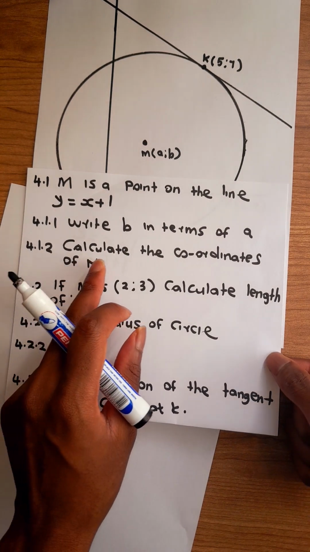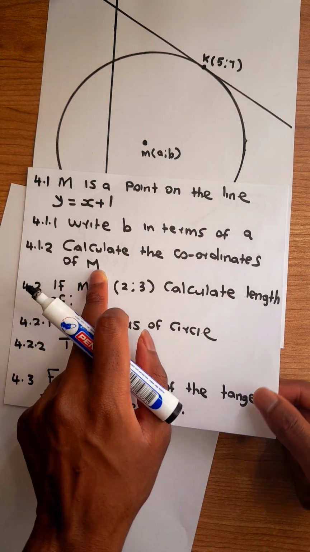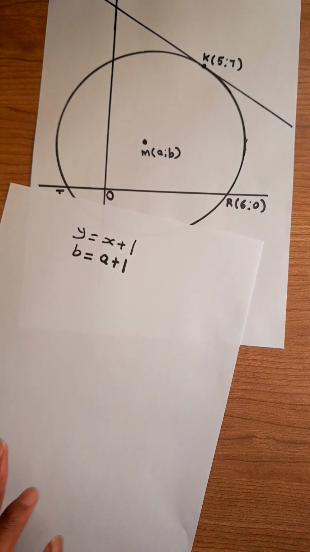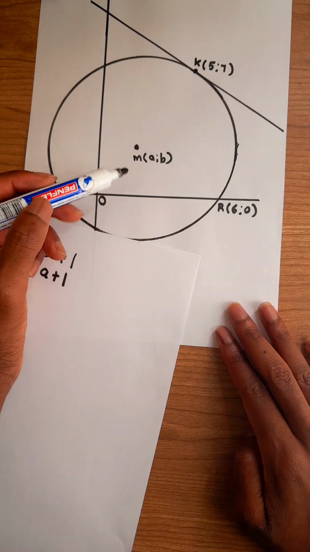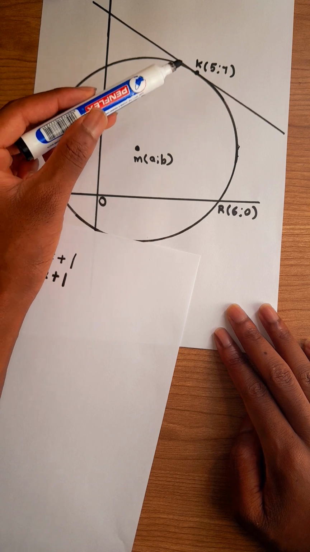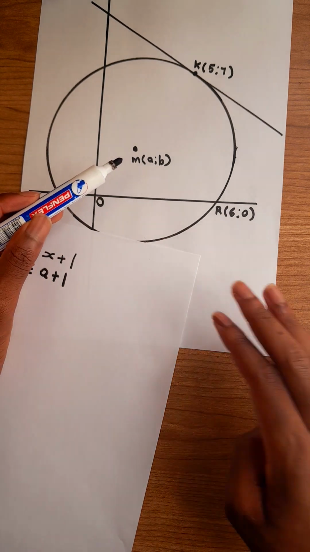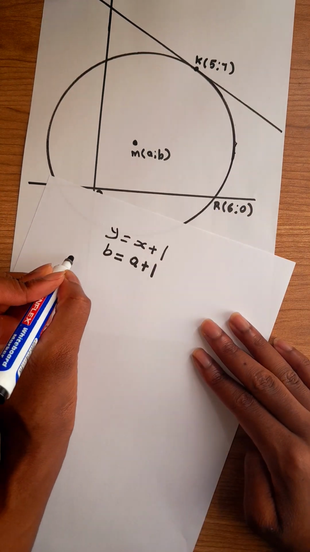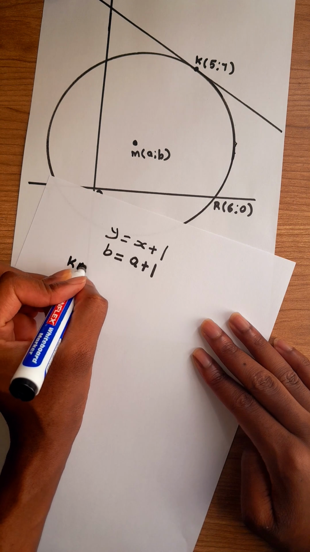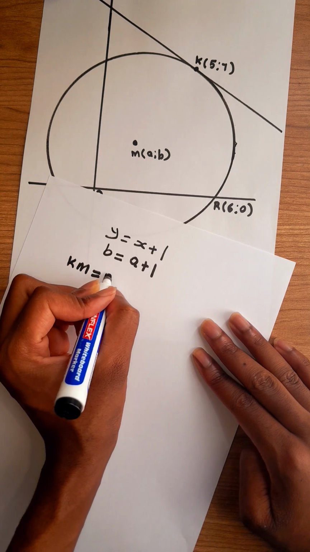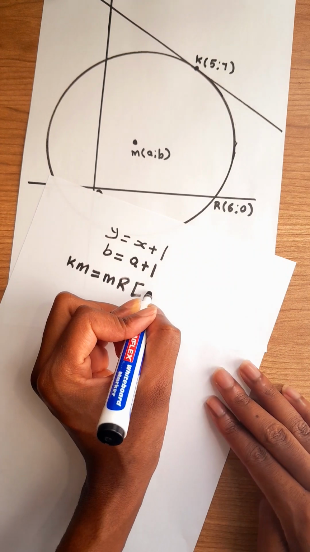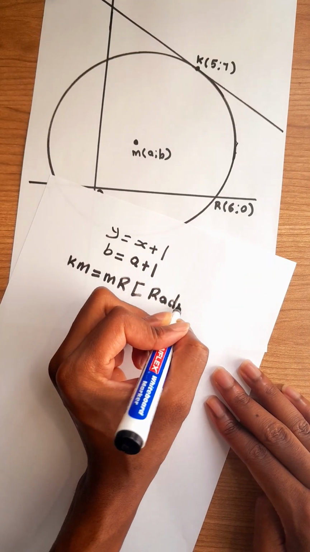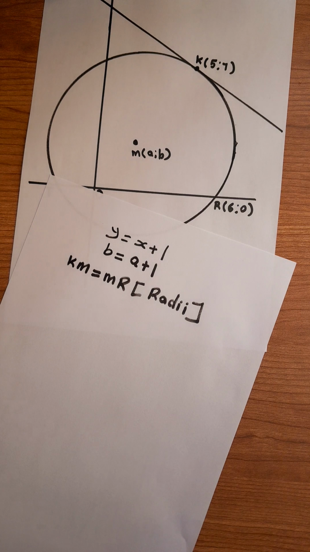They say, calculate the coordinates of M. So now they want us to calculate the coordinates of M. What do we know? If M is the center of the circle, we know that KM is a radius, and we know that MR is also a radius. So we know that KM is going to equal MR. Why? Because we know that the radii of a circle are equal to one another, right?